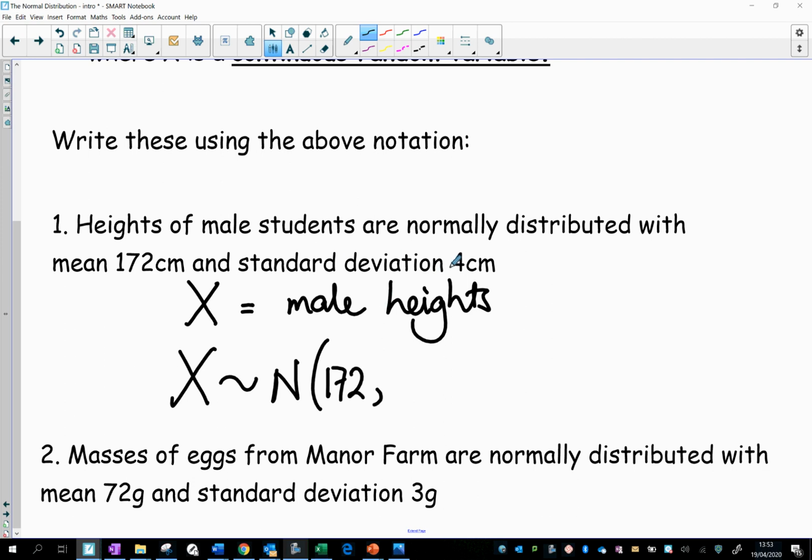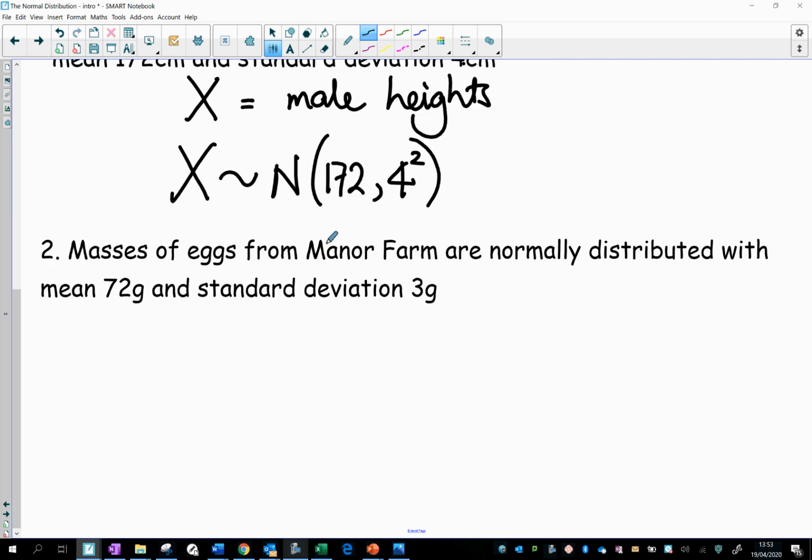Notice if the standard deviation is 4, then the variance is going to be 4 squared, and quite often you'll see it written like that, because that reminds you that the standard deviation is 4 rather than using the variance. If we look at the second example here, masses of eggs from Manor Farm are normally distributed with mean 72. I could write in this case X has a normal distribution, mean 72, and then the variance, which is what we always put here, would be 3 squared.